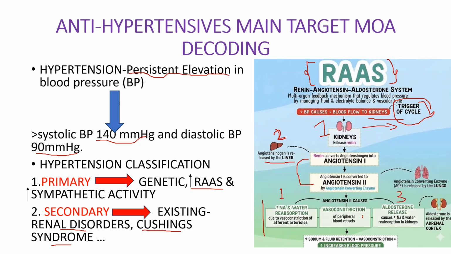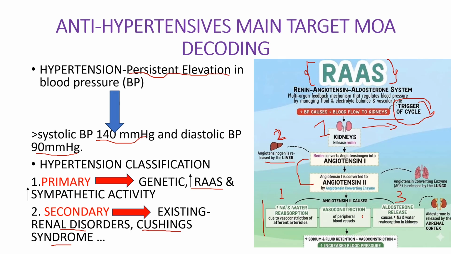So as mentioned earlier, it is a multi-organ system. The two main organs involved are the kidneys and the liver, which releases angiotensinogen, and the third organ involved is the lungs, which release the angiotensin converting enzyme. Hence it is called a multi-organ mechanism, which is involved in maintaining our blood pressure.